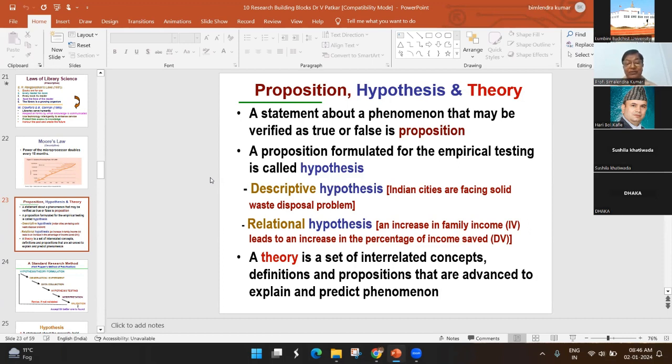So there are two types of hypothesis: descriptive hypothesis, for example, Indian cities are facing a solid waste disposal problem. Relational hypothesis, for example, an increase in the family income leads to an increase in the percentage of income saved, DV.